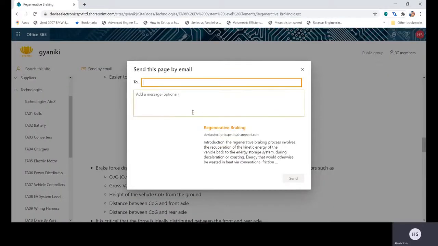You type their email address, whatever personalized message that you have, and if they are a subscriber, of course, they get to view the entire page. And if they are not, they get a high level view of what this particular page is that you're trying to share with them. And you hit send, and that's about it.